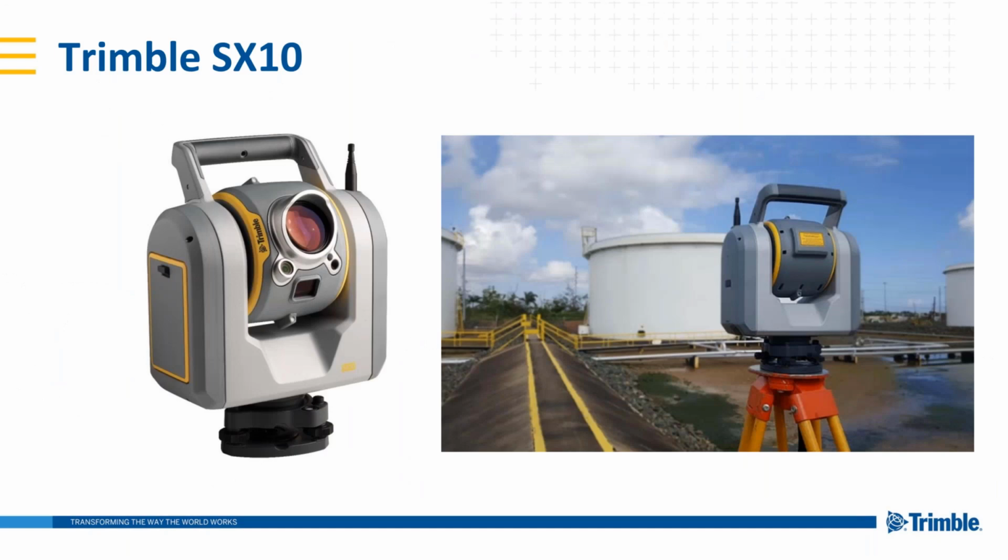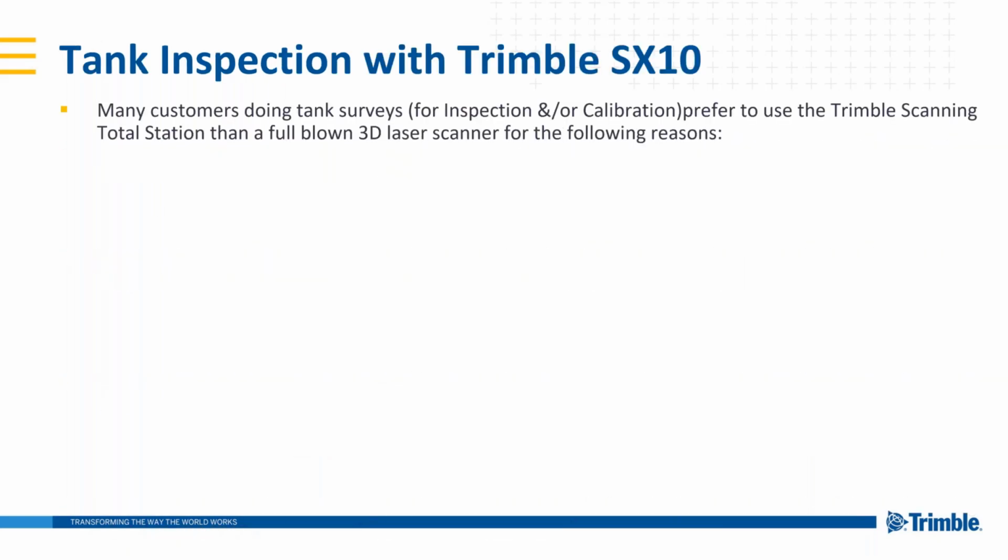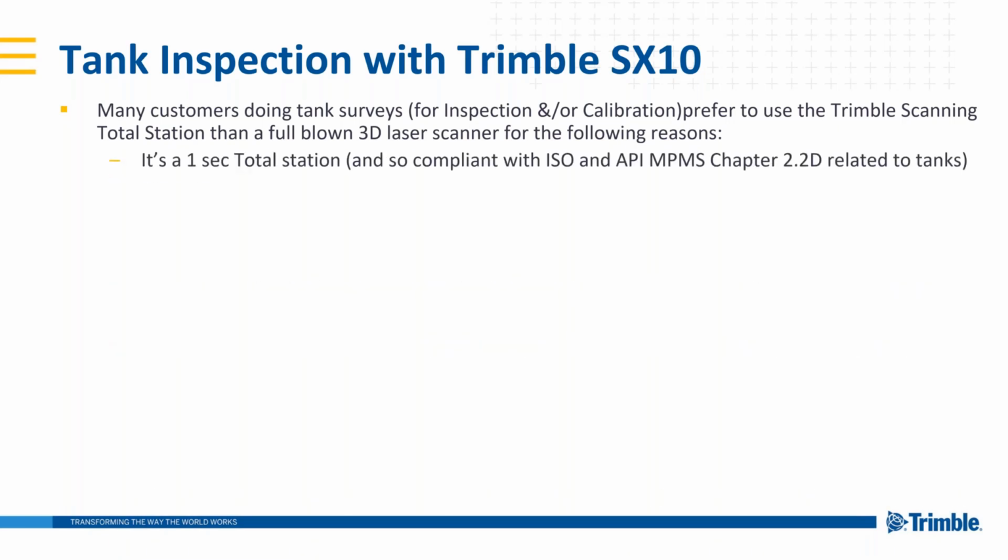Now the instrument that we use, this is the Trimble SX10 scanning total station. And the reason people like to use this, we've got a number of them I'll go through. This solution is used because while it's not what we would commonly refer to as a full-blown laser scanner, it has a few other great attributes. One, it's a 1 second total station. So this is a great total station.